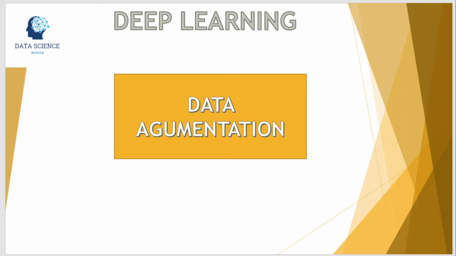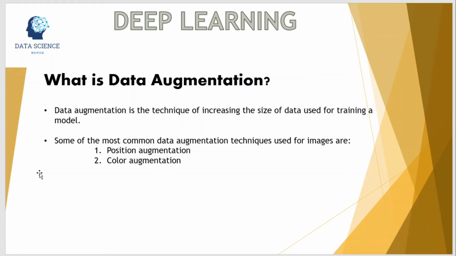Next, we are going to talk about data augmentation. Data augmentation is the technique of increasing the size of data used for training a model. For reliable prediction, a deep learning model often requires lots of training data, which is not always available. The intent is to expand the training dataset with new plausible examples. This means variations of training set images that are likely to be seen by a model.